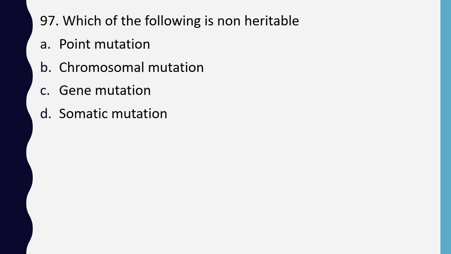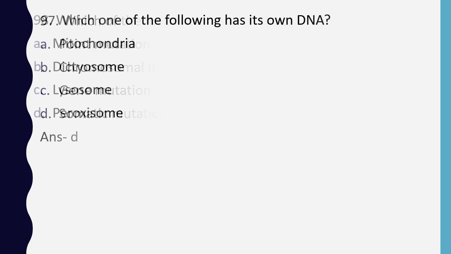Question number 97. Which of following is non-inheritable? Point mutation, chromosomal mutation, gene mutation or somatic mutation. Correct answer is option D, somatic mutation. Question number 98. Which one of the following has its own DNA? Mitochondria, dictyosome, lysosome, peroxisome. Correct answer is option A, mitochondria.